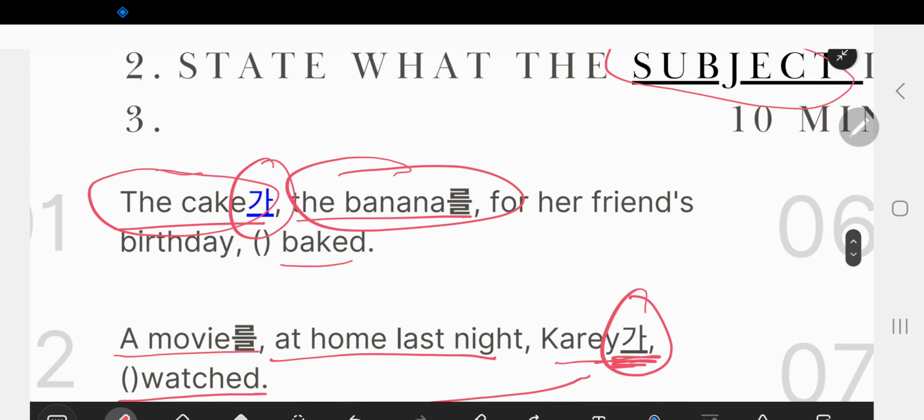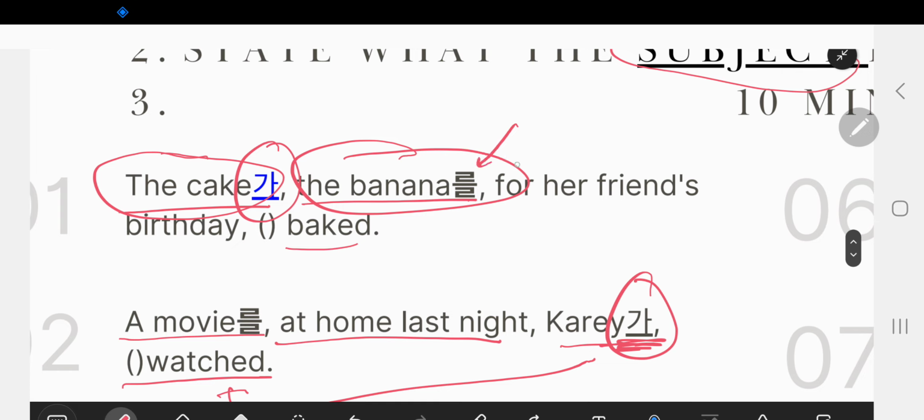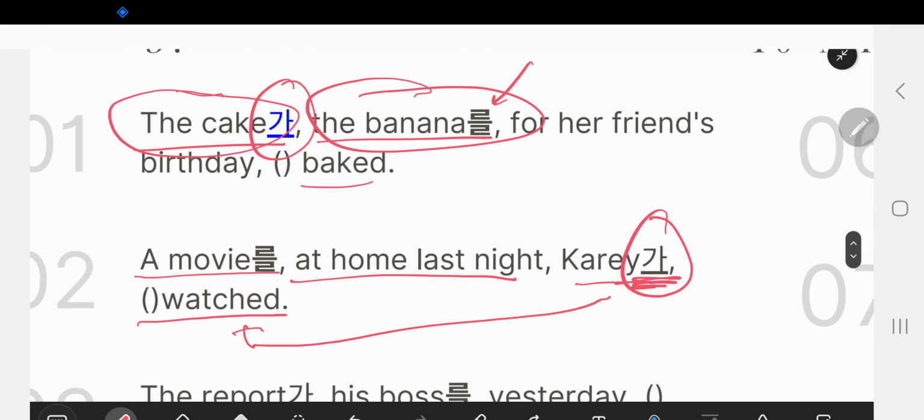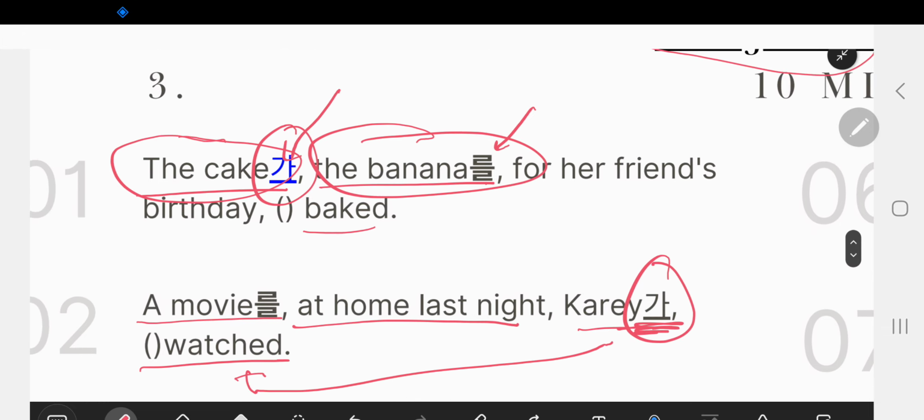And in this case, you kind of have to be clear, because either the cake is cooking the banana, or the banana is cooking the cake. In this case, the cake is cooking the banana. So, yeah, it is a little weird, so I put the answer, but I also want you to get some practice on it.